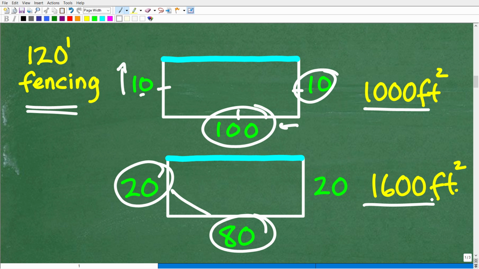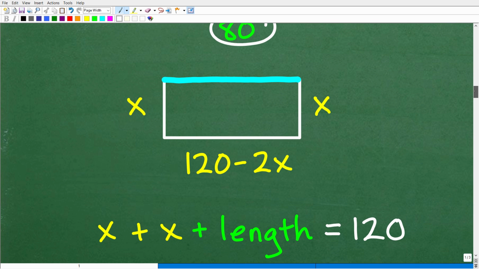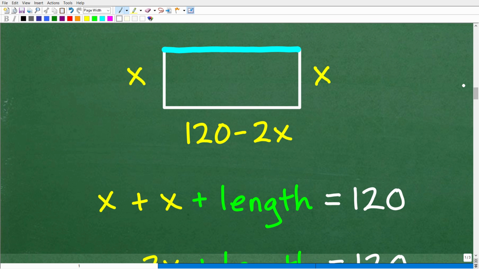Well, this type of problem, again, is called an optimization problem. But we're going to be using algebra, and what we're going to do is let this variable x represent the width of our rectangular plot. So if we have x over here, because this is a rectangle, we have x right here, and the length is this expression right here, 120 minus 2x.